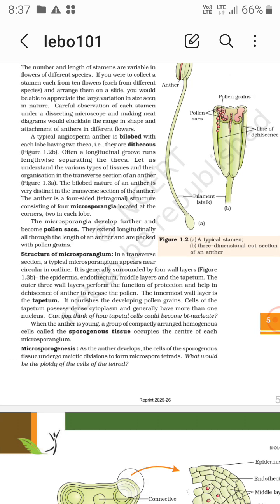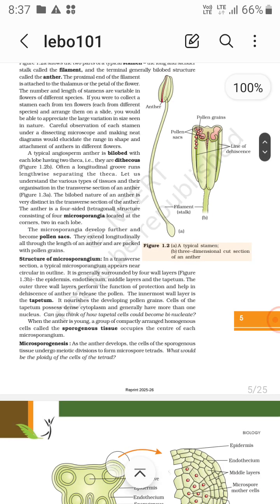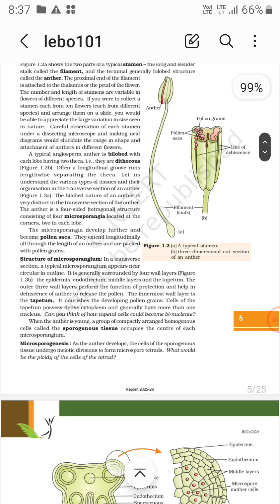A typical microsporangium appears near circular in outline. It is generally surrounded by four wall layers: the epidermis, endothecium, middle layers, and the tapetum. The outer three layers perform the function of protection and help in dehiscence of the anther to release the pollen. The innermost layer is the tapetum.